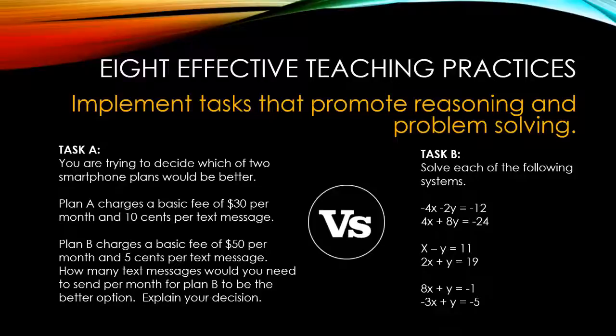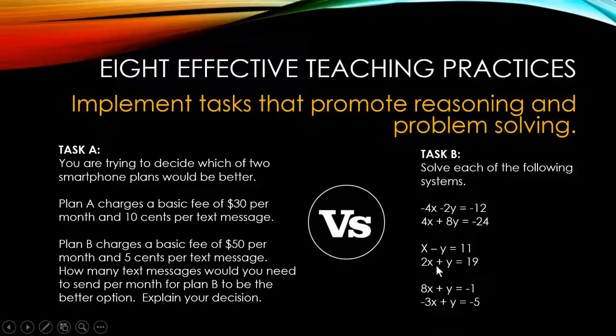Task A is a high-level task. If you notice, there's no specific pathway or method that's been suggested. So students can approach this problem using several different ways. They can use guess and check, they can make a table, they can graph the two equations and find points of intersection, or they can use algebra. In Task A, students have to put forth some effort in order to solve it.